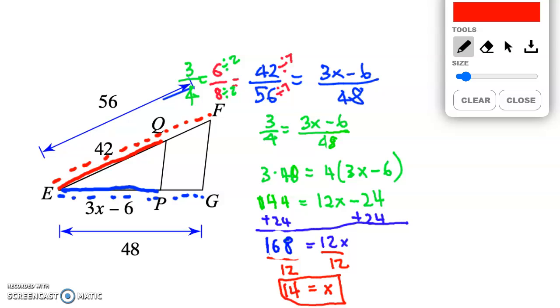Okay, I see that 42 is divisible by 7 and 56 is also divisible by 7. So then that becomes 6 over 8. They're both even. That means they are both still divisible by 2. So that becomes 3/4. So 3 over 4 is equal to 3x minus 6 over 48. Then from here you cross multiply and solve, and you get finally x to be 14.